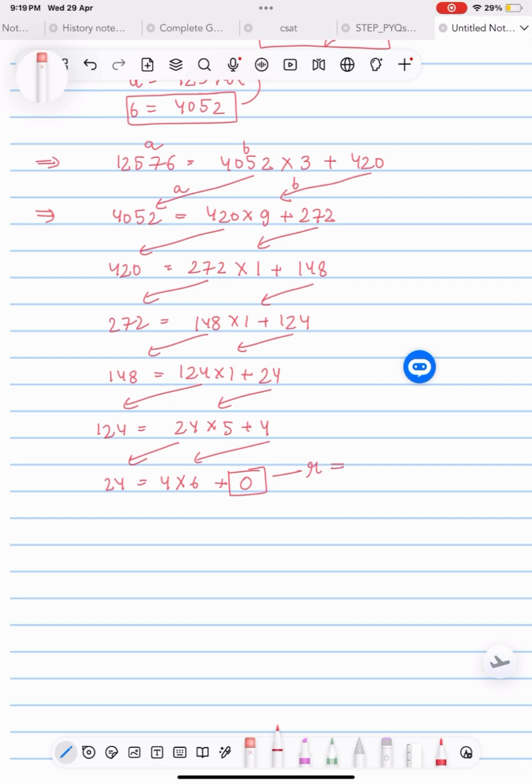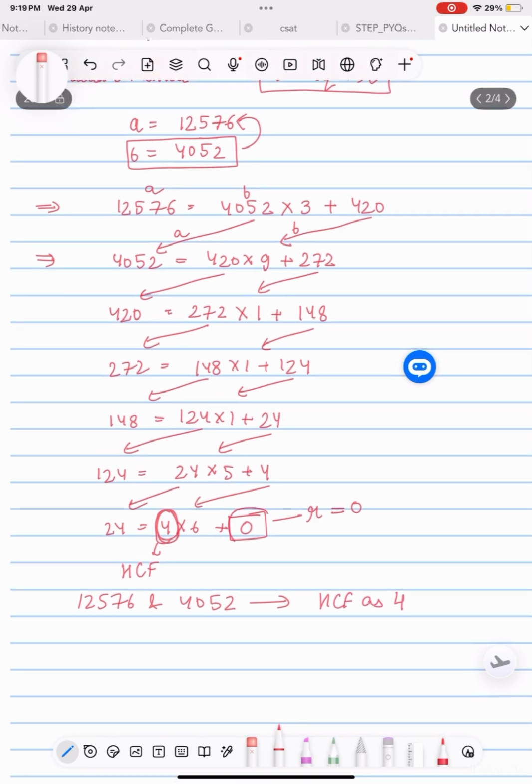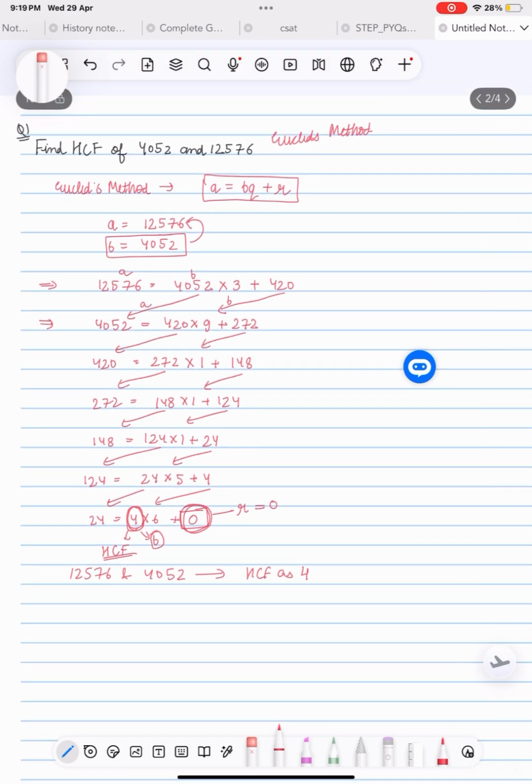When you get your R equal to 0, then the value which is at B's place becomes your HCF. Therefore, the final answer is: 12576 and 4052 have HCF as 4. Whenever the remainder is 0, that's where you stop. And whatever the value is at B's place becomes your HCF. That's how you do it.